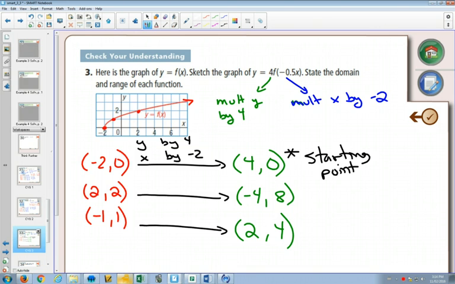And now it is going to be the starting point after I've done all of my reflections and stretches and compressions. So if we label our points, I'm going to have 4, 0, which is right there. Negative 4, comma 8, which is off my graph. And 2, comma 4, which I could still put here. If I did estimate where negative 4, 8 would be, probably way up there. And which was my starting point? 4, comma 0. That's going to be my new graph.